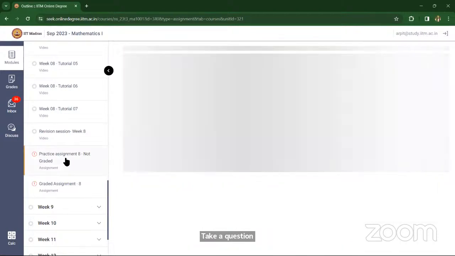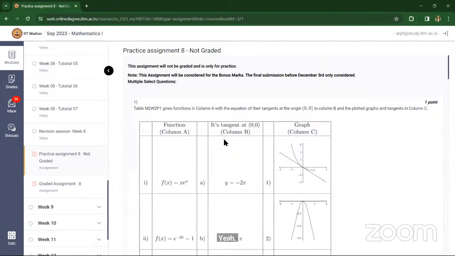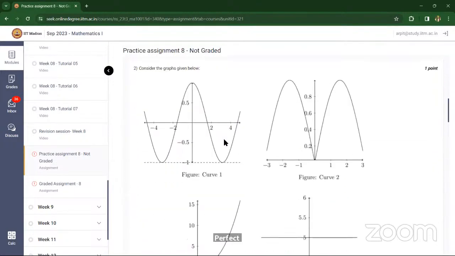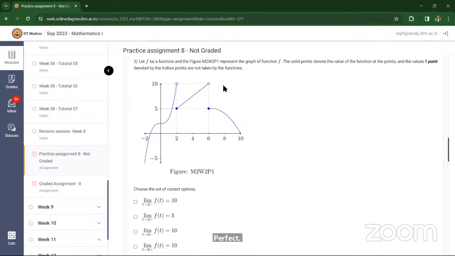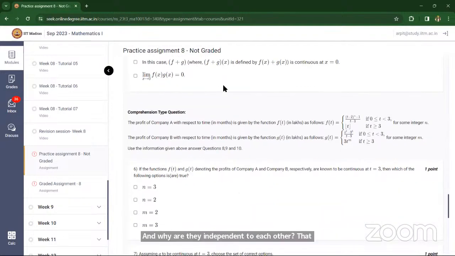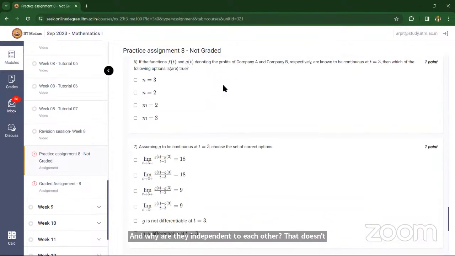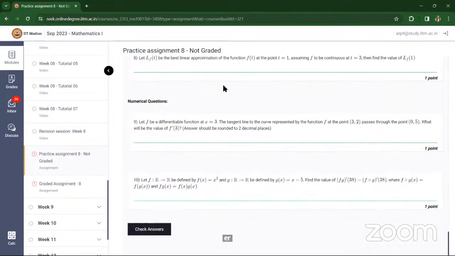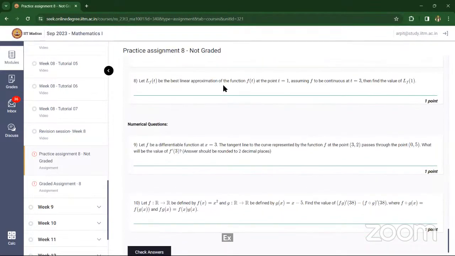So practice assignment 8. Whenever we are given this kind of function with a relation between f, x and y, here we have to treat x and y as independent of each other. They do not depend on each other, because there is no connection between x and y. Both are different, so you have to treat them as different.